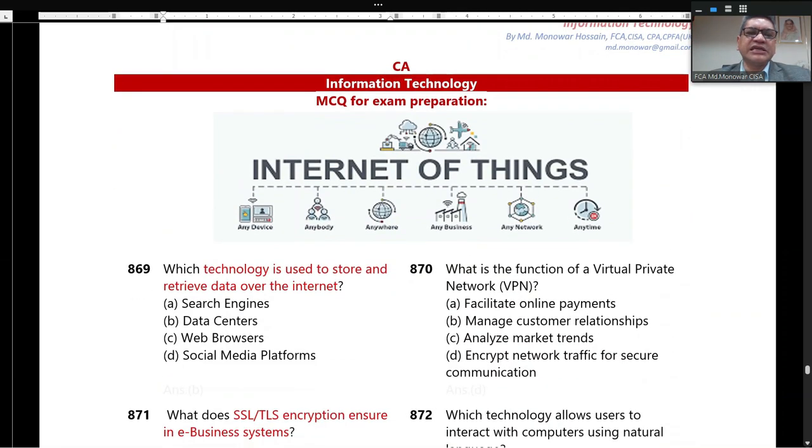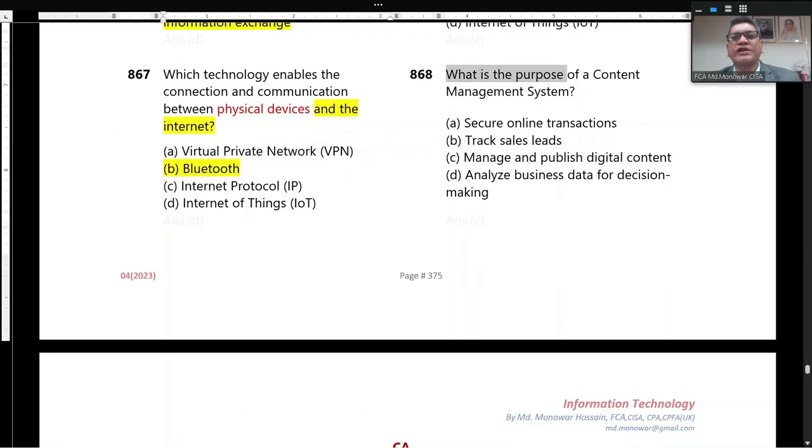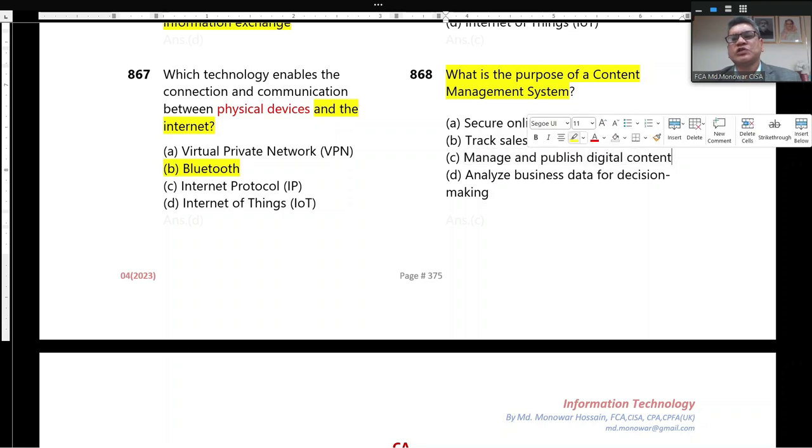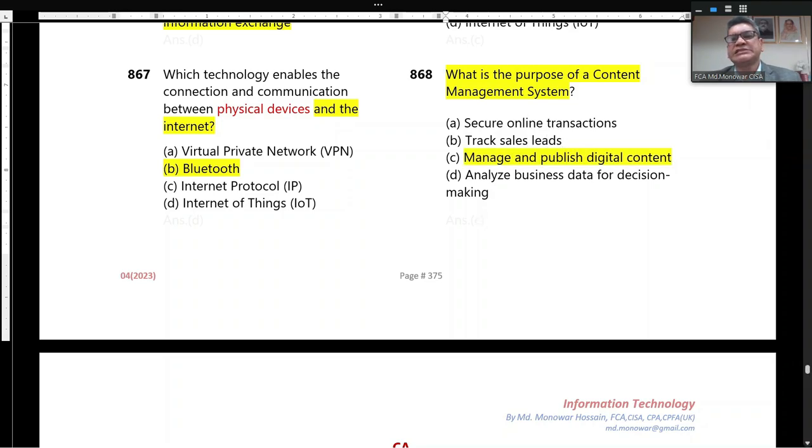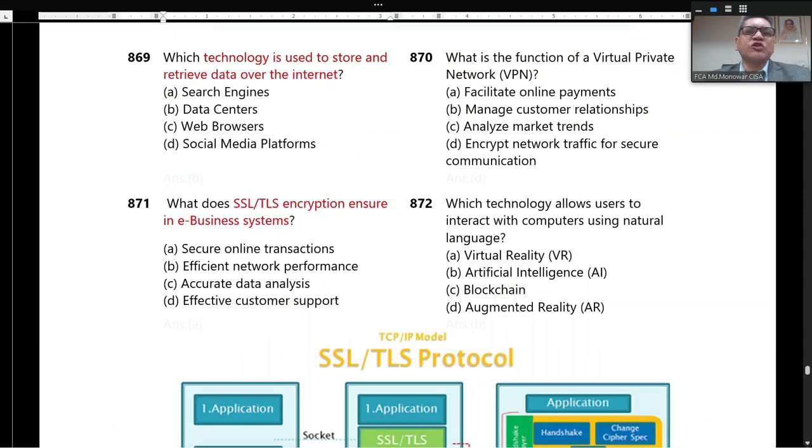What is the purpose of a content management system? The purpose of a content management system is to manage and publish digital content. Your answer is C. Which technology is used to store and retrieve data over the internet? Here, data center. So data center technology is used to store and retrieve data over the internet.